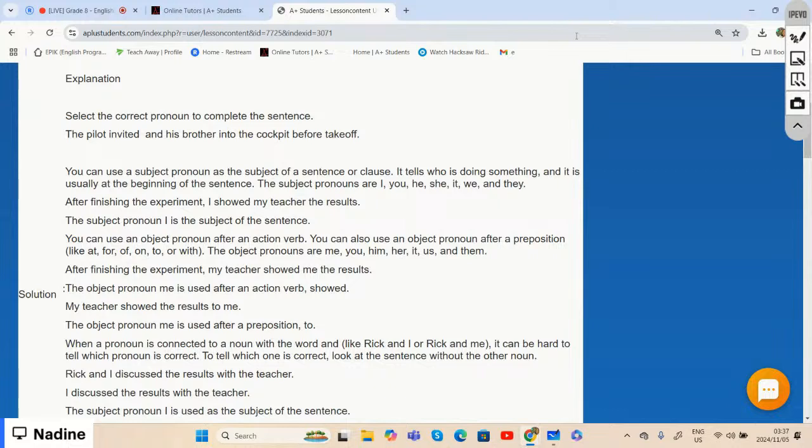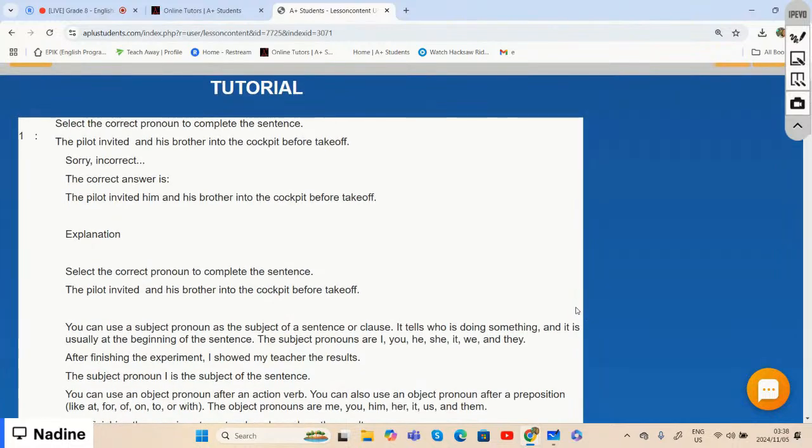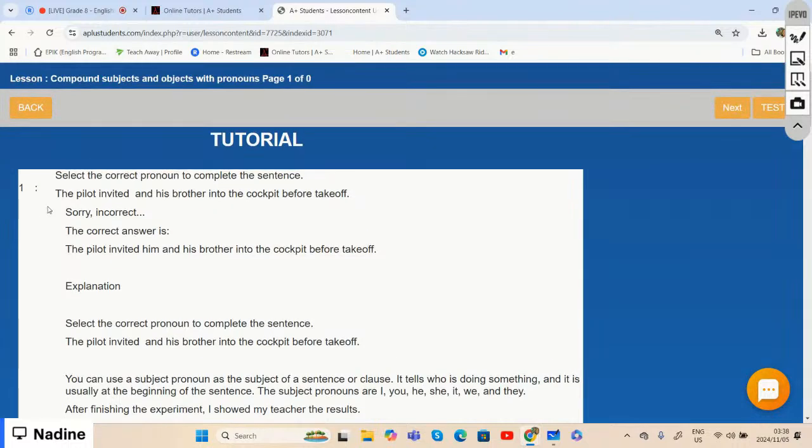All right. So we're going to look at sentences with subject as well as object pronouns. Before we go on to our test, we need to select the correct pronoun to complete the sentence. It says, the pilot invited, we need to choose the word, and his brother into the cockpit before takeoff.